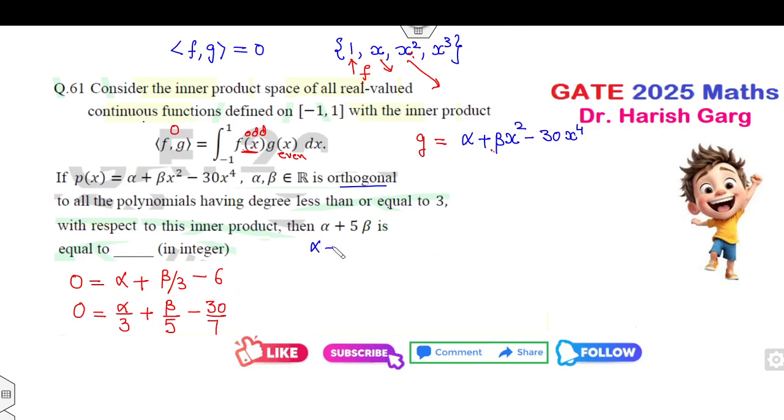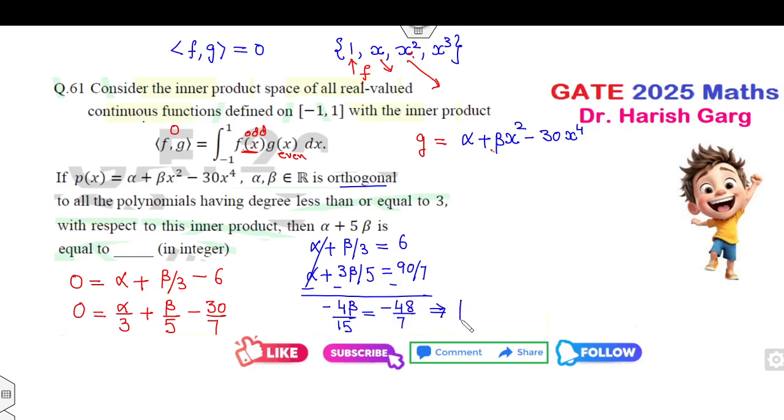So you can see alpha plus beta over 3 is equal to 6, and alpha plus 3 beta over 5 is 90 divided by 7. Now you can subtract them, so alpha will be cancelled. It is minus 4 beta over 15, which is 42 minus 90, that is 48 over 7. So this will give you 12. Beta will be 180 over 7.